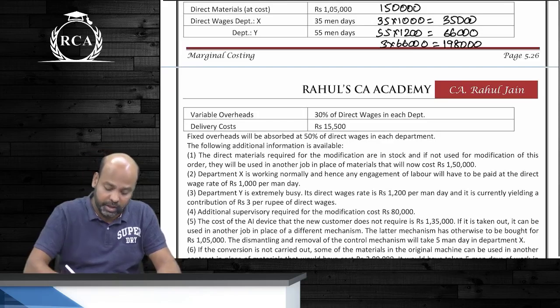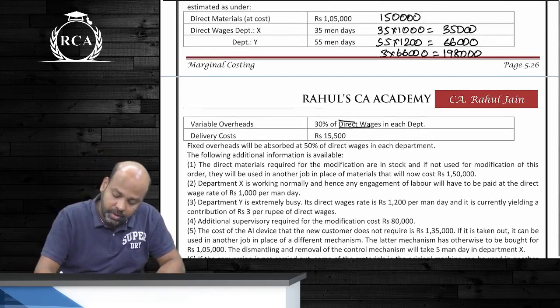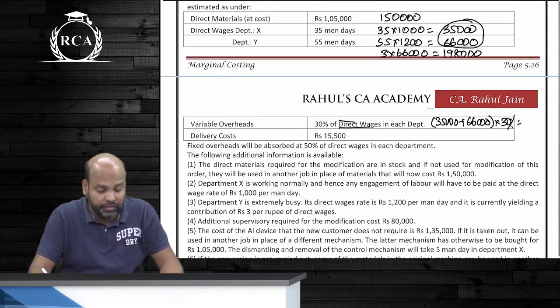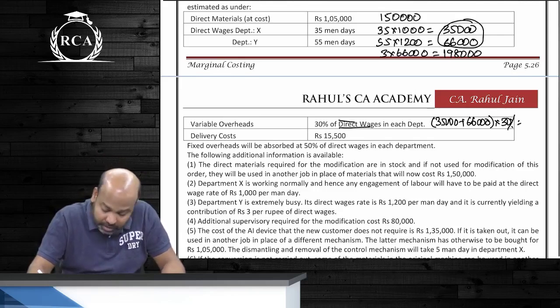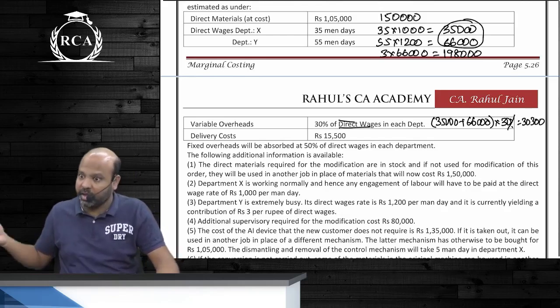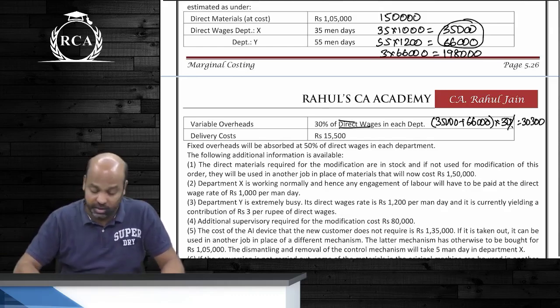Variable overheads, always relevant. It is what? 30% of 35,000 plus 66,000 multiplied by 30%. How much is that? Relevant for decision making. Delivery cost. Obviously, isn't that an incremental expenditure, guys?